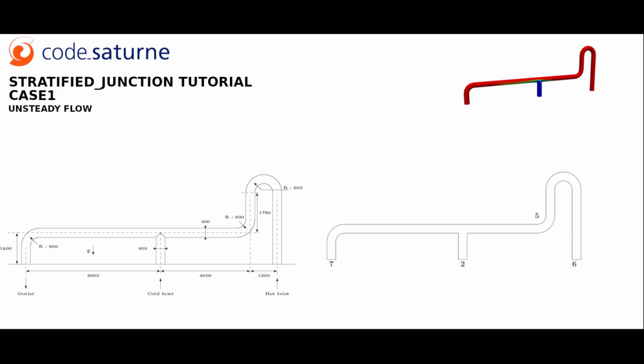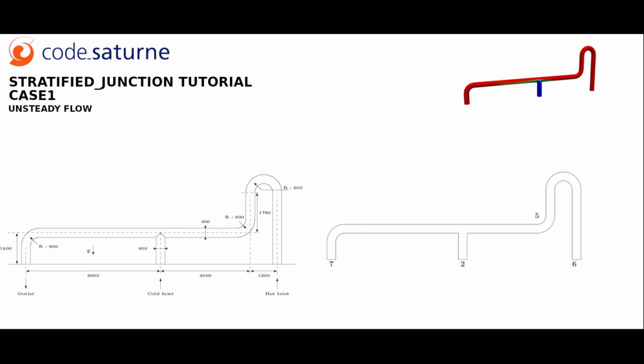Regarding the case, as you can see on the screen, there is a curved pipe including 2 inlets and 1 outlet. Inlet number 6 corresponds to the hot inlet in which water flows at 4 liters per second with a temperature of 38.5 degrees Celsius. Inlet number 2 corresponds to the cold inlet in which water flows at 4 liters per second at a temperature of 18.6 degrees Celsius. Outlet number 7 is where the water exits. In addition, the pipe diameter is 0.4 meter.